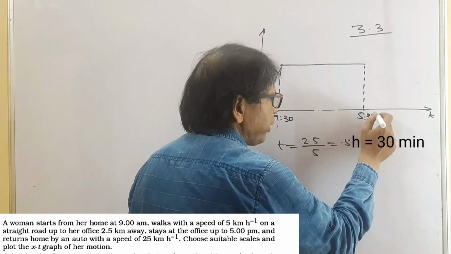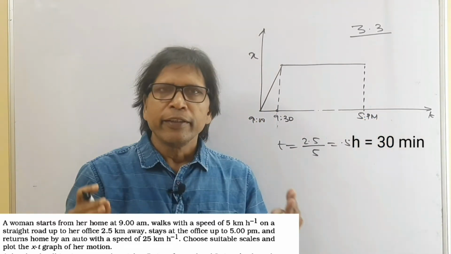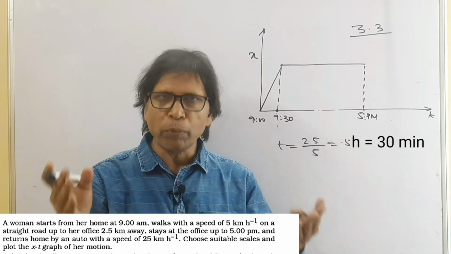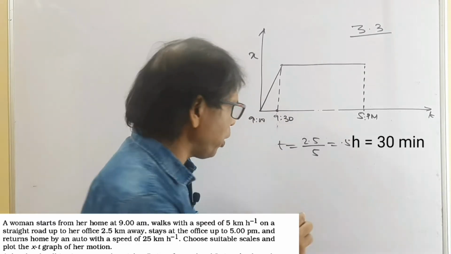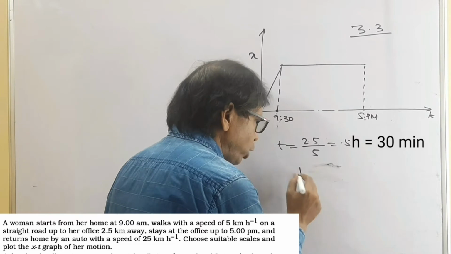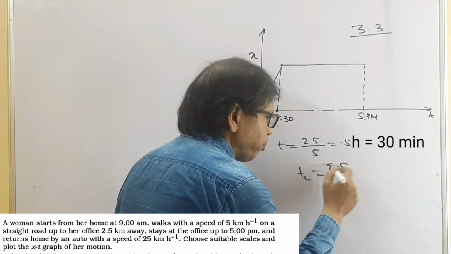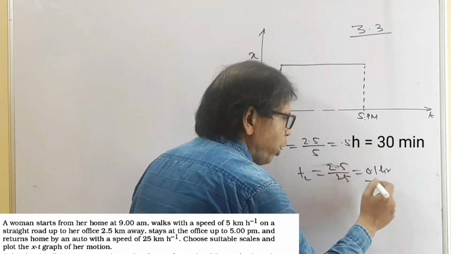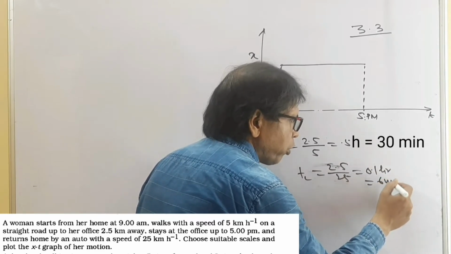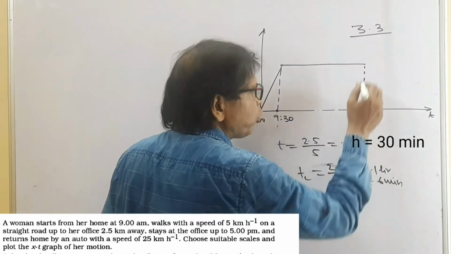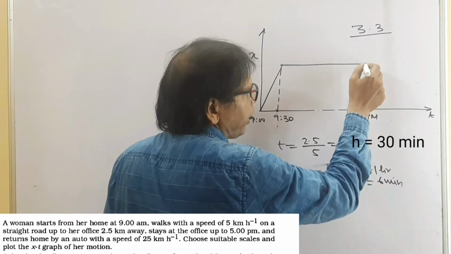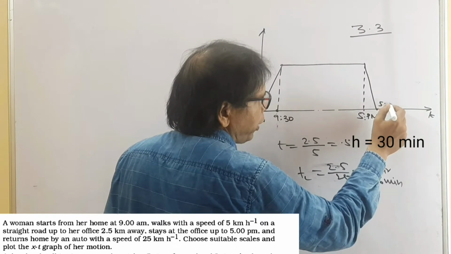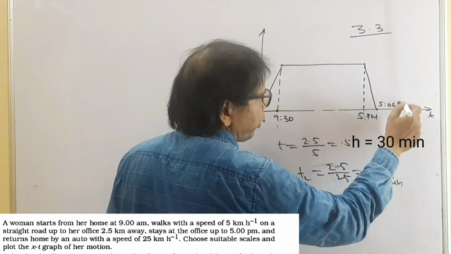Again, then she reaches home by auto. The speed of the auto is 25 km per hour. So the time taken t2 is equal to 2.5 by 25. So this is 0.1 hour. 0.1 hour means 6 minutes. Okay, the woman reaches home after 6 minutes. So look at this, this represents 5:06 p.m. Okay.